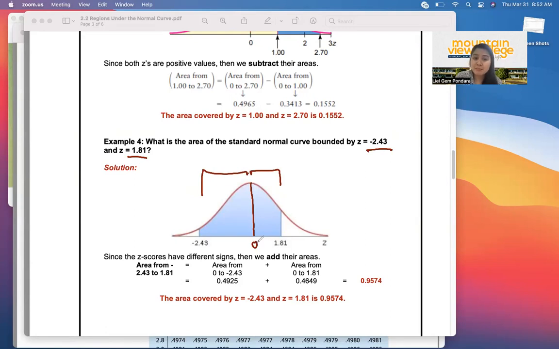First, find the area from 0 to negative 2.43. Based on your table, that's 0.4925. Next, find the area from 0 to 1.81. Based on your z table, that is 0.4649. So what are we going to do? We need to add the two areas. And the total area is 0.9574. Any questions? No questions? Let's go to the next one.